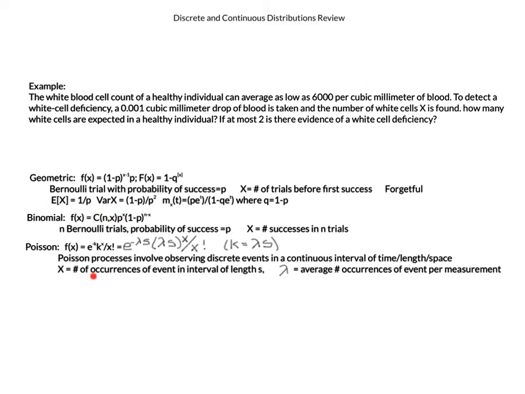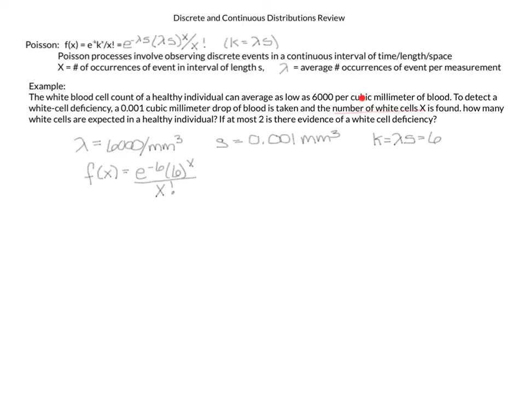It's more like you're looking for the number of occurrences of an event, spotting the white cells in an interval of length s. In this case, the interval is the drop of blood. Think of the interval as a space that you're looking for white blood cells in, in the same way I was looking for dirty socks in that room in my previous example. Here you're looking for white blood cells in the space in the drop of blood. So Poisson it is.